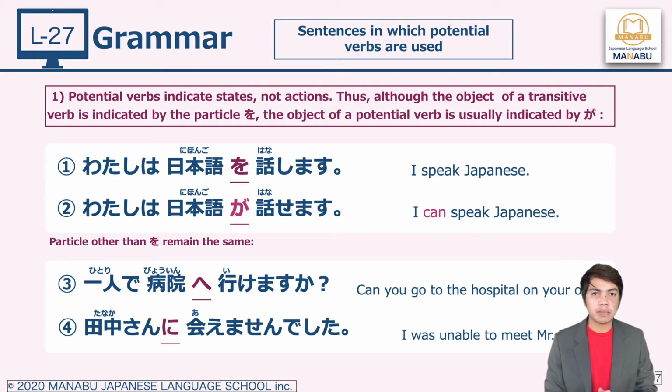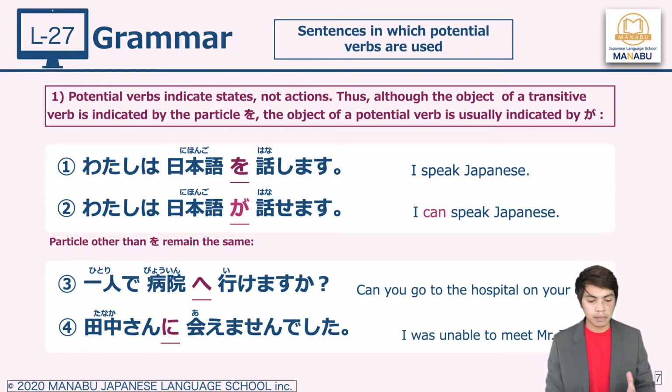So always remember that when the verb is a potential verb, the particle o becomes ga. So noun ga potential verb. Can do verb. You can do this noun. Now the particle o is replaced with the particle ga. But other than that, other particles remain the same.